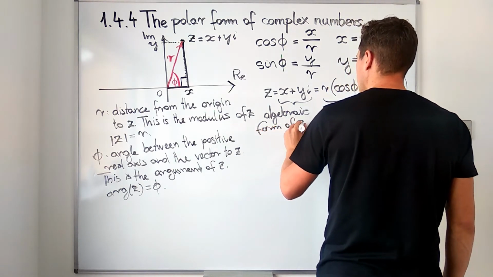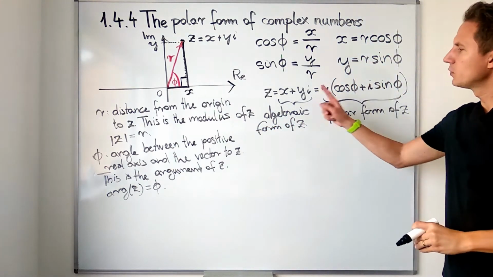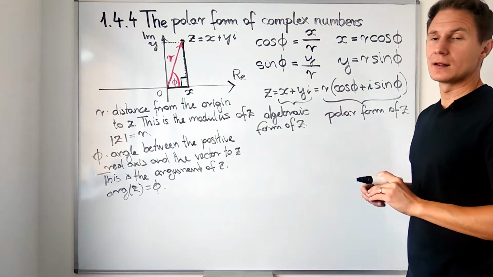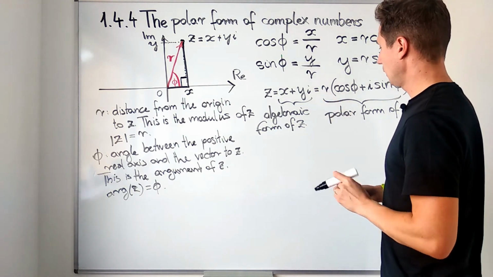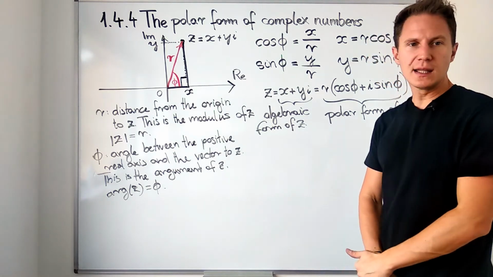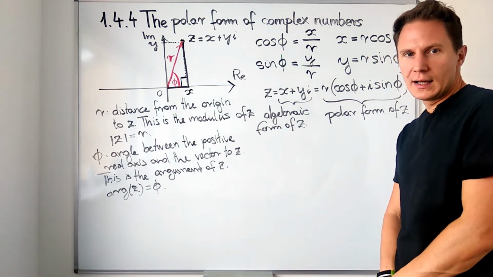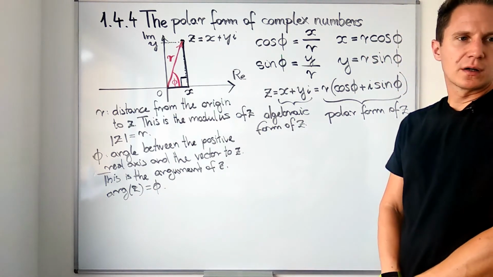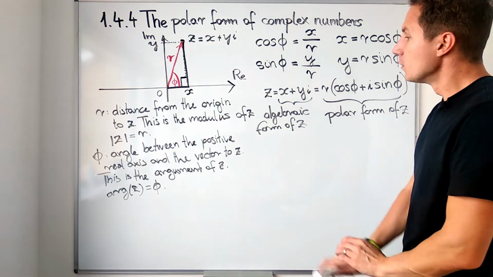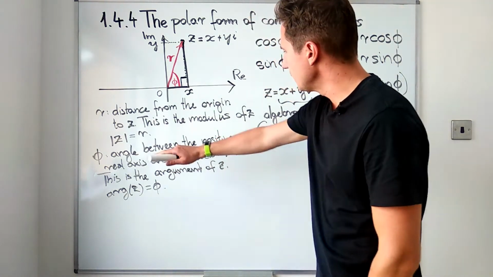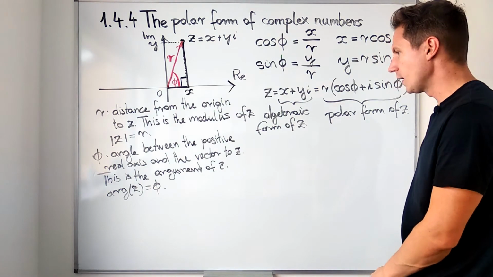Okay, so now we have two ways of writing, two forms to write our complex numbers in. Now I would like us to consider, well, look at the angle first, because there is some ambiguity about that.